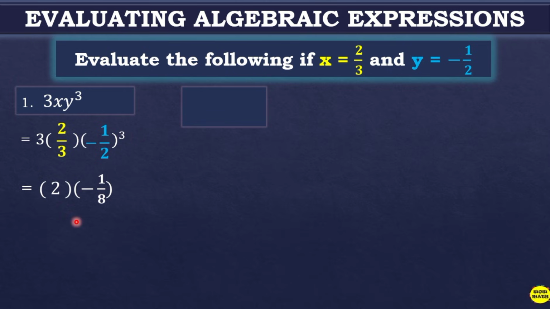Okay? So, I have 2 times negative 1 over 8. So, what you are going to do is to multiply. So, 2 times 1, that is 2. And then over 8. Now, since negative, magkaiba ng sign. So, negative ito. And then, simplify natin. That is negative 1/4. Okay? Next. So, I have 3x cubed plus 4 over z squared.